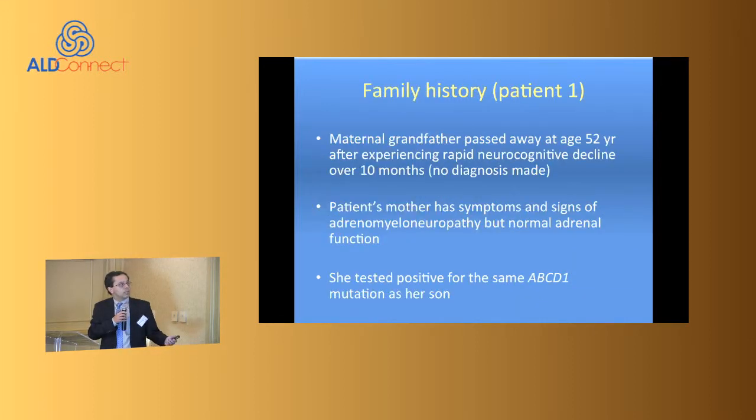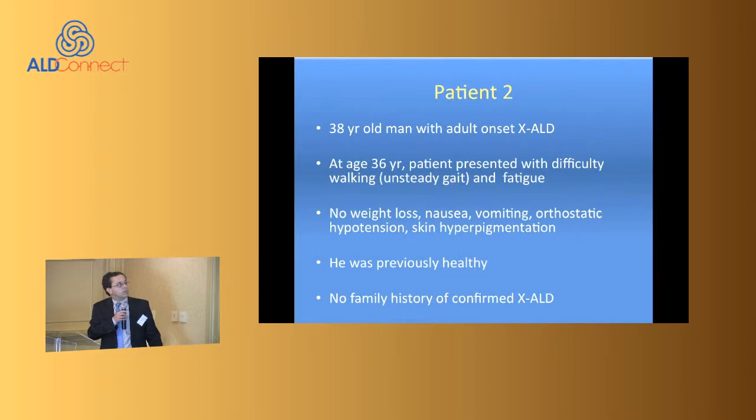Interestingly, there is a family history that could be relevant. He had a grandfather who had a neurologic illness that was undiagnosed. And his mother has AMN, but normal adrenal function, even though she has the same genetic condition as the son.